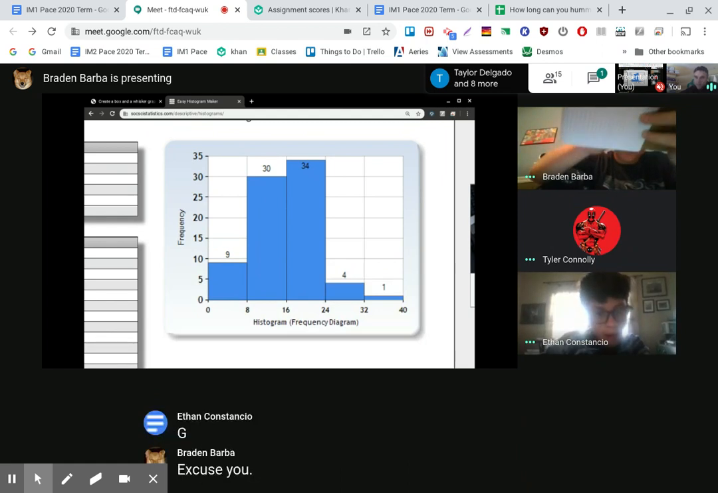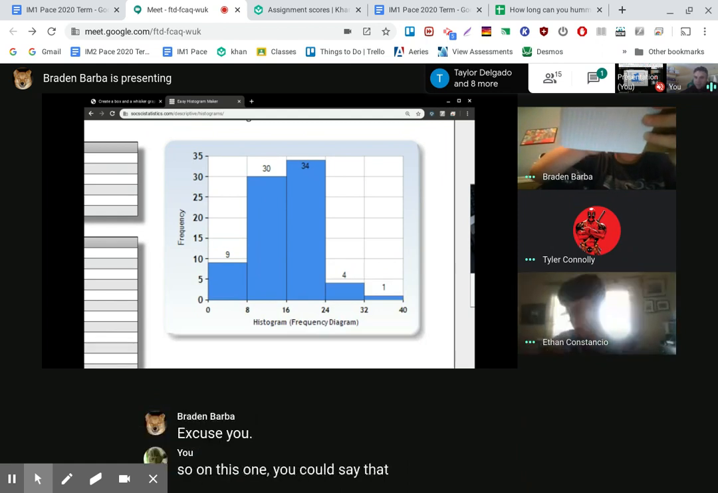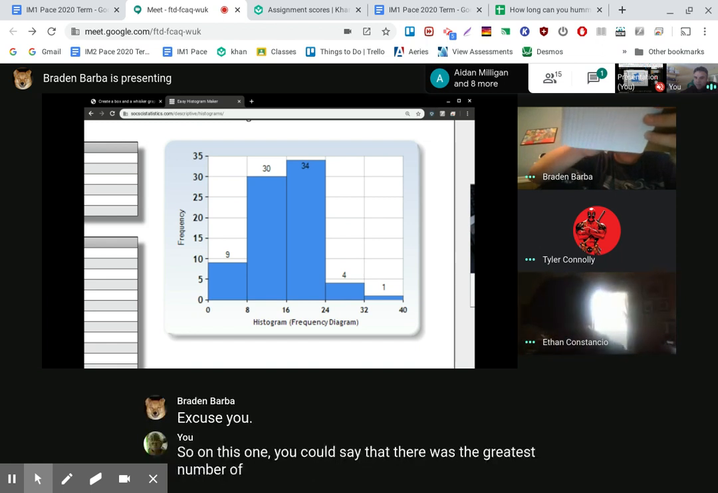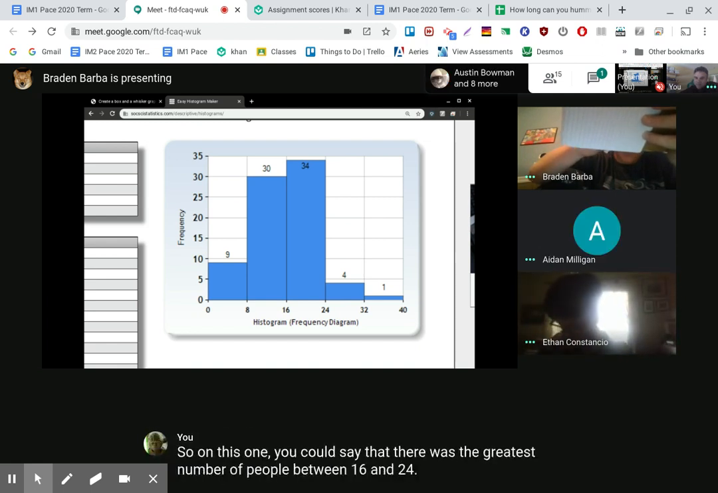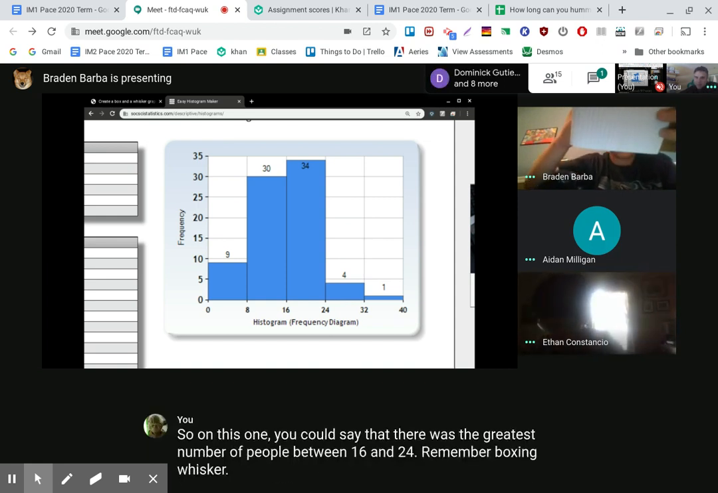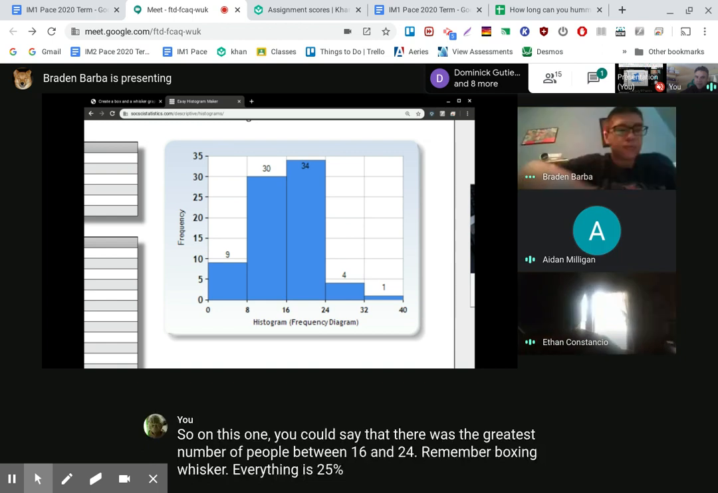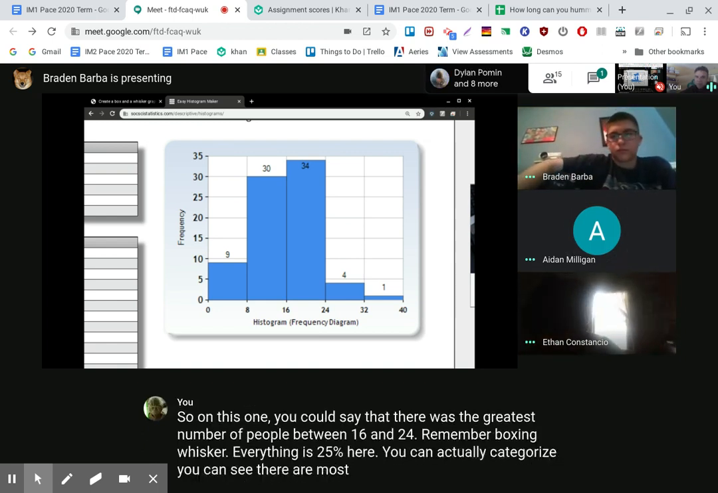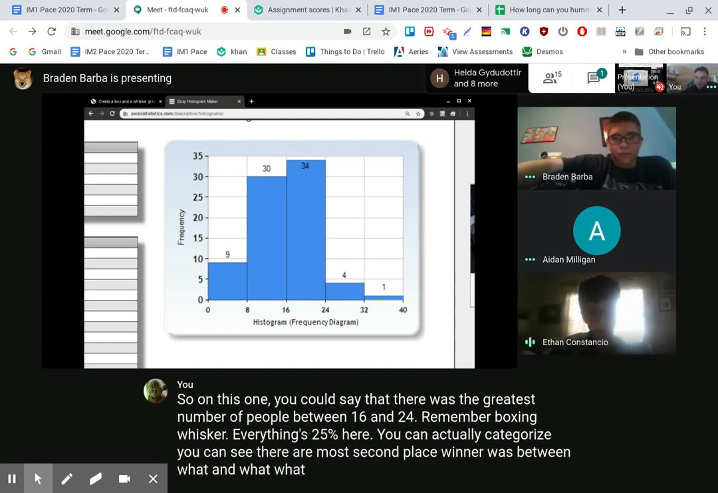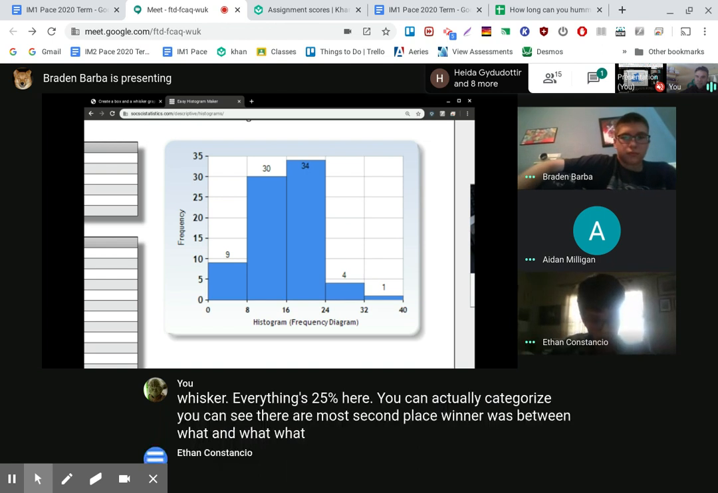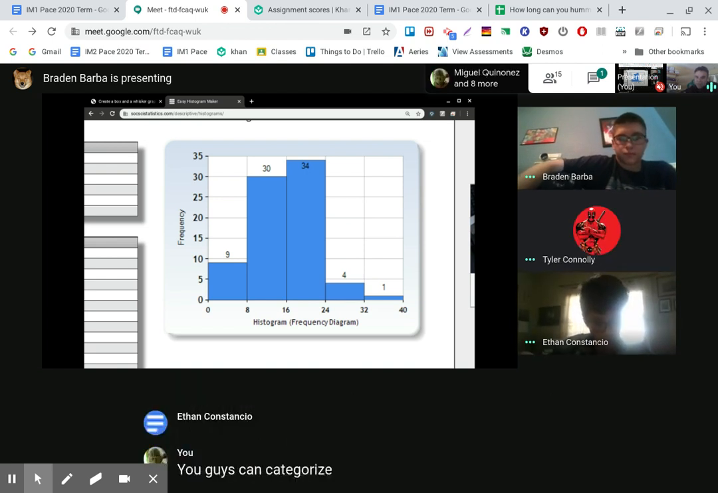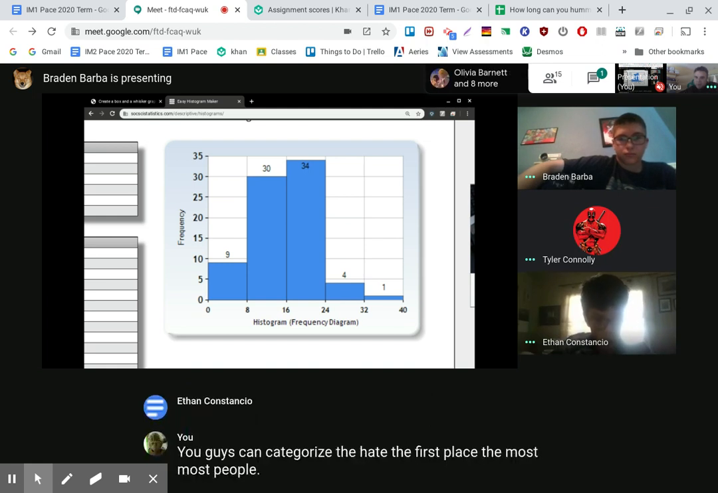So on this one, you could say that there was the greatest number of people between 16 and 24. Remember box and whisker, everything's 25%? Here, you can actually categorize. You can say there was the most. Second place winner was between what and what. Does that make sense? You guys can categorize, say, hey, the first place, the most people.